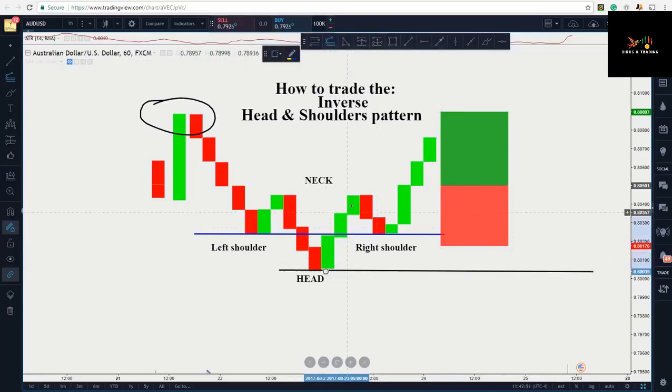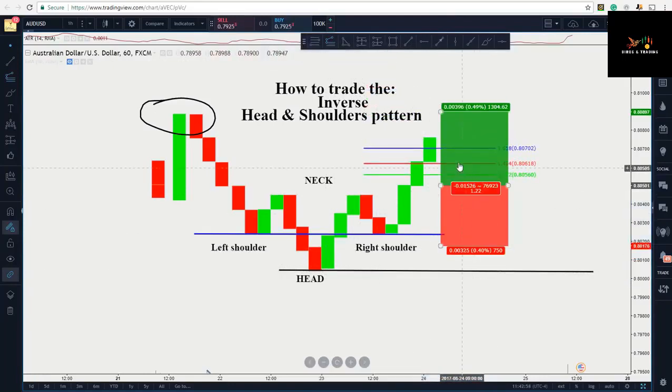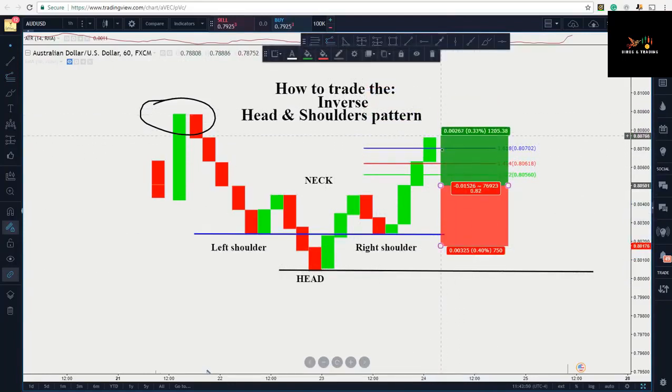You can go from the head up to the neckline and back down to the head, and you can use a 1618 extension for your first targets. And depending on where this breakout takes place, you may not get a one-to-one risk reward there, and you may have to adjust appropriately for that situation.